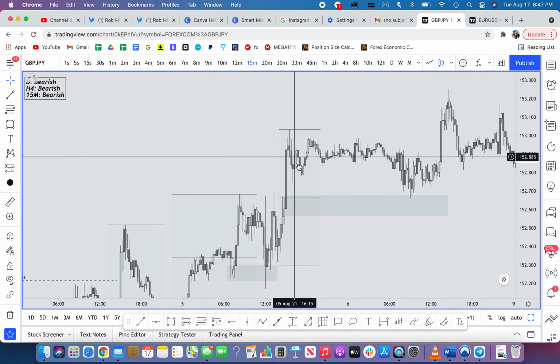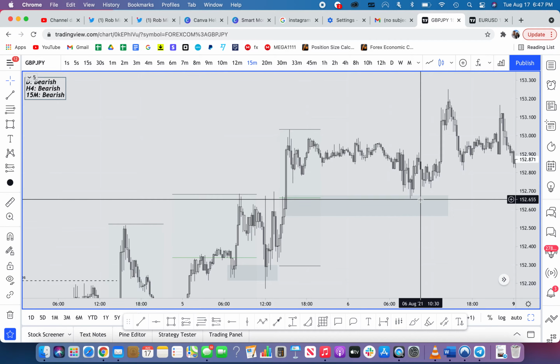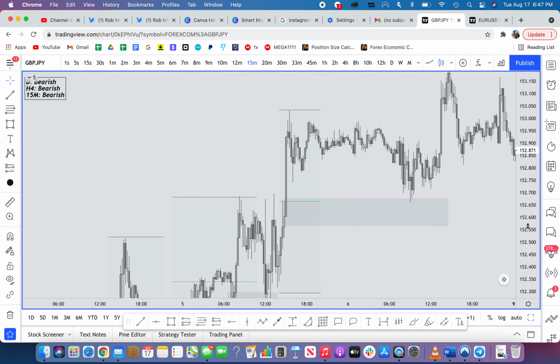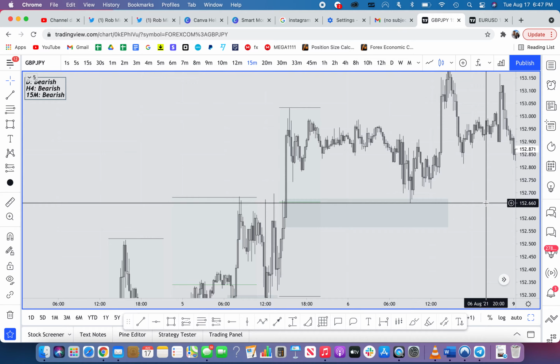You pull your fib, you have a demand zone in the discount, and ultimately, depending how you trade it, I think it just comes below the 50. You're just below it.